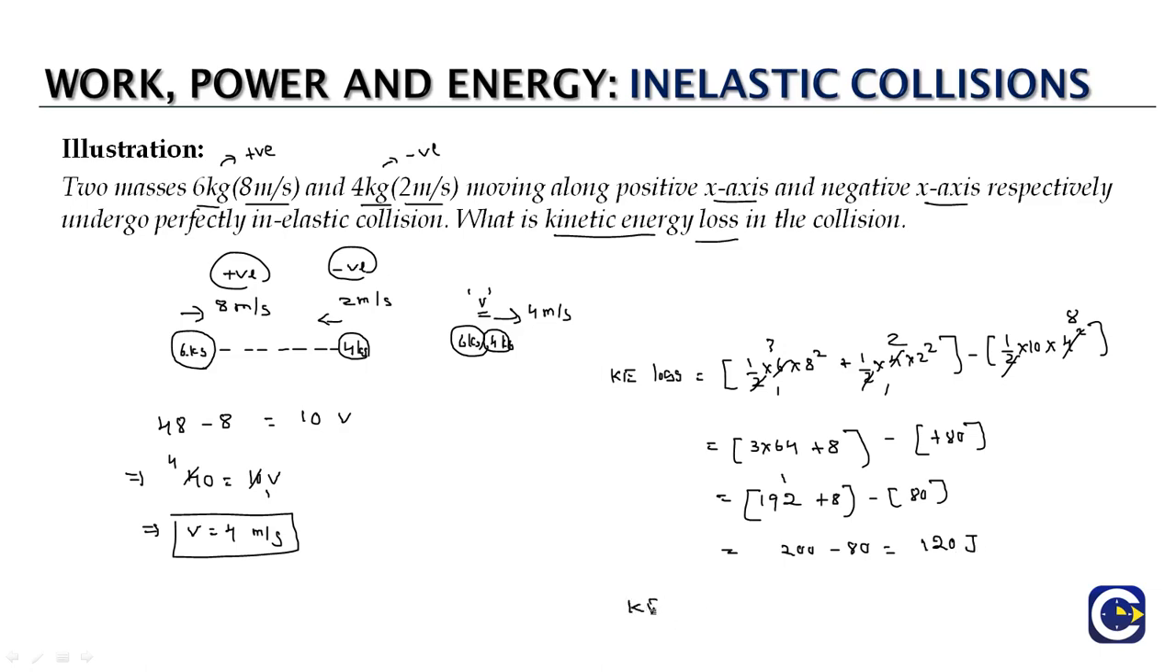So the kinetic energy loss will be 120 joules. And the general observation is, when we have the head-on perfectly inelastic collision between particles, if they are moving in opposite directions and coming and hitting, then the kinetic energy loss in this case will be generally maximum, like the example which we are seeing over here. So this is about the head-on type of perfectly inelastic collisions.